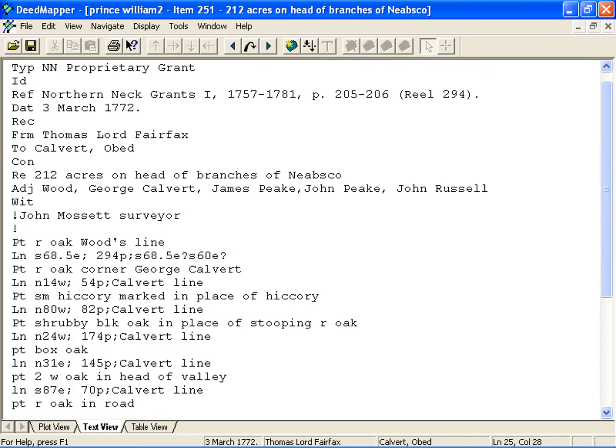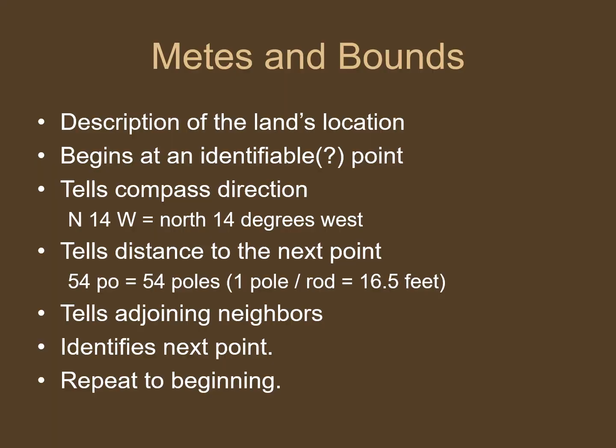Software programs like DeedMapper allow us to plat a land grant or deed based on the description in the document. The surveyor lays out the parcel systematically following its boundaries. This is called a metes and bounds survey. It tries to show exactly where the land was located.